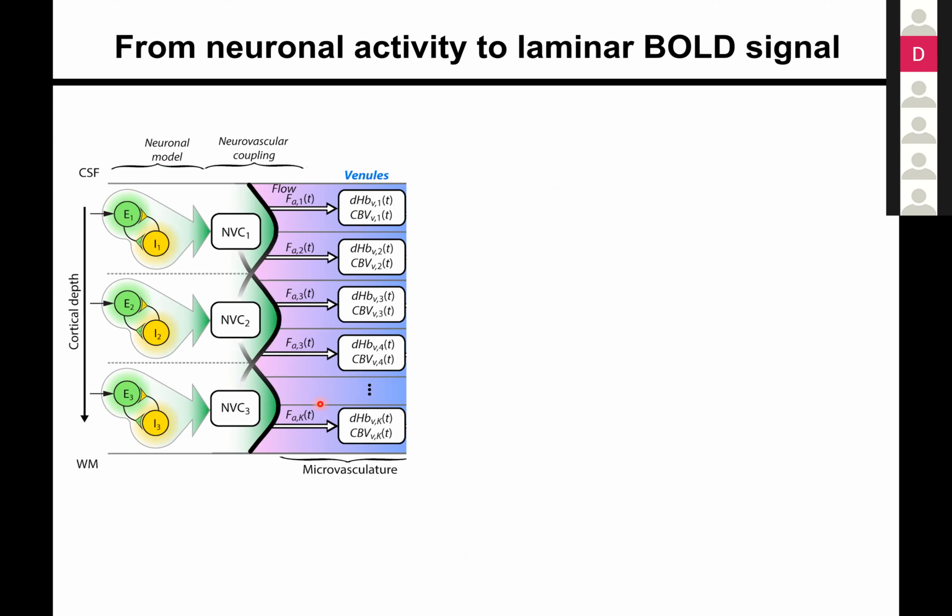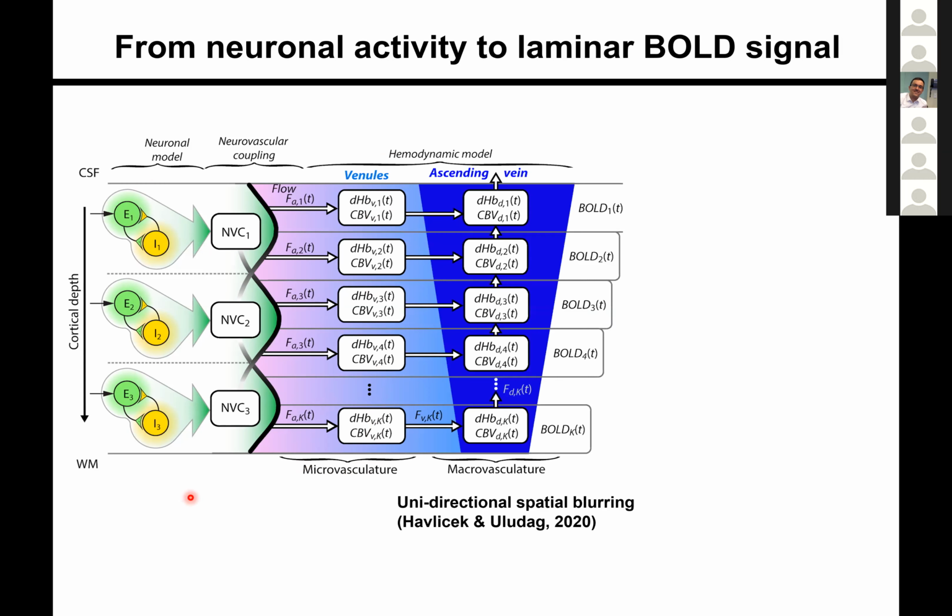If this were the whole story, then the spatial profile of the fMRI signal, which is sensitive to deoxyhemoglobin, would be very similar to the spatial profile of neuroactivity. However, in the tissue, the deoxyhemoglobin in one layer, at one depth, has to go somewhere outside of the tissue. It goes to the ascending vein, and is then transported unidirectionally out of the tissue and ultimately out of the brain.